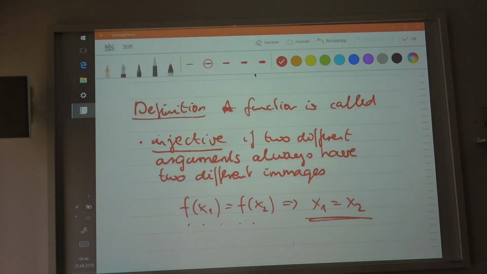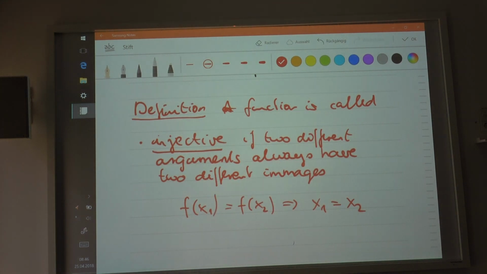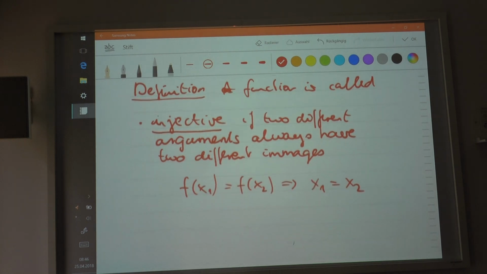Okay, so if that is not satisfied, so if the arguments are unequal, then what? Then the images of the corresponding arguments are also unequal. You understand? So they are not equal either in that sense. So this is necessary for this to hold. Remember? That was what we did last Friday. Two different arguments always have to have two different images.